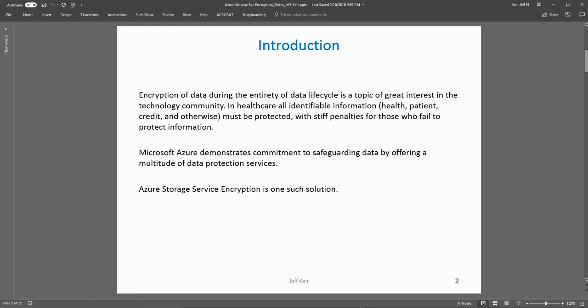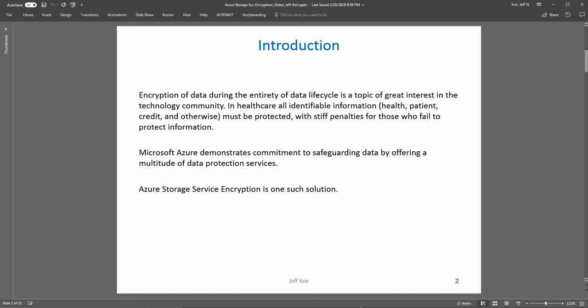The penalty for loss of patient health information is something absurd, like $250,000 per incident, and a database full of patient information could be hundreds or thousands or millions of incidents. If you think about it, that means bankruptcy any way you look at it.